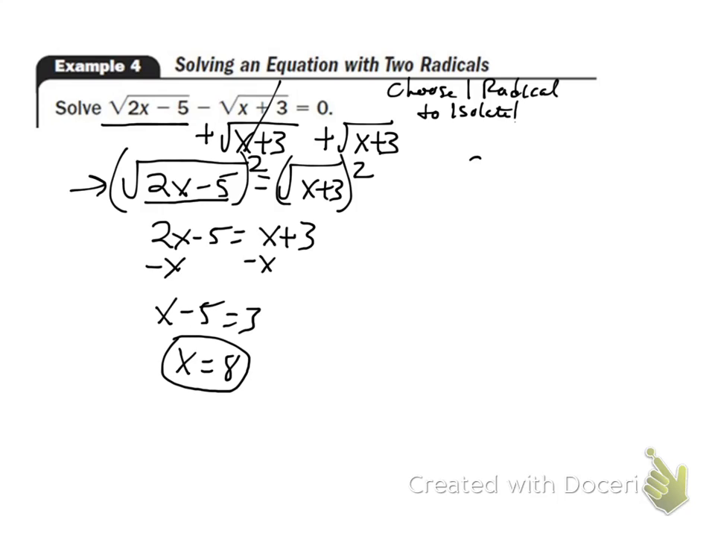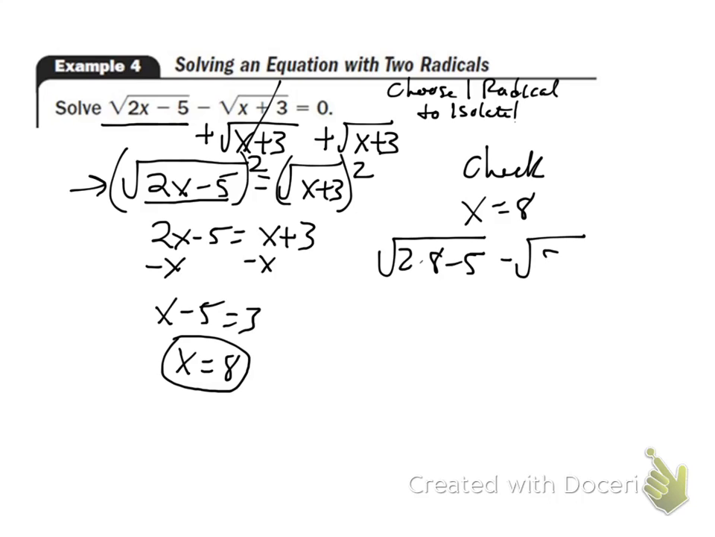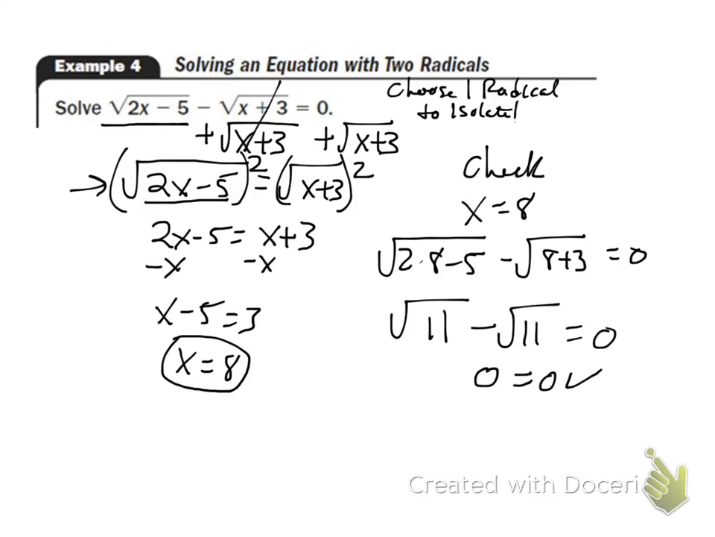I'm going to check, though, and make sure that this is, in fact, going to work. If I check x equals 8, in the original, I'll get the square root of 2 times 8 minus 5 minus the square root of 8 plus 3 should equal 0. Well, 2 times 8 minus 5 is 16 minus 5. I get root 11 minus root 11 equals 0. And hey, that is true. 0 equals 0. So x equals 8 is the solution.